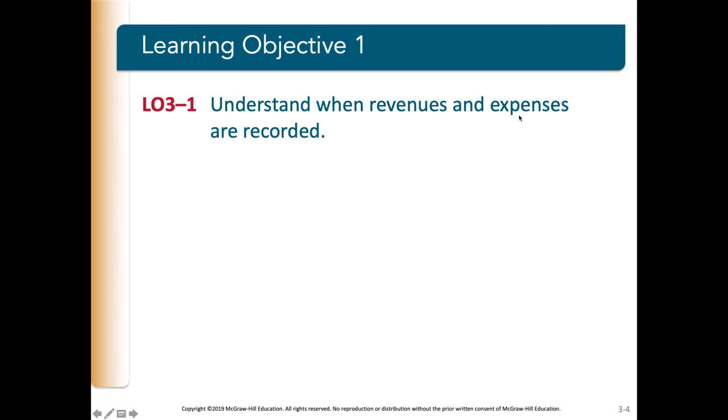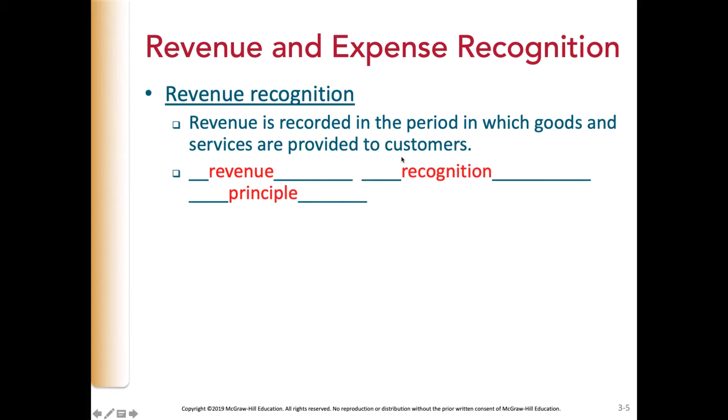Okay, so we first want to start with understanding when revenue and expenses are recorded. The most important thing, which is the biggest regulatory change from 2017 to 2019 until now, is basically the revenue recognition principle. Revenue is recorded in the period in which the goods and services are provided to the customers, right? And we call this the revenue recognition principle.